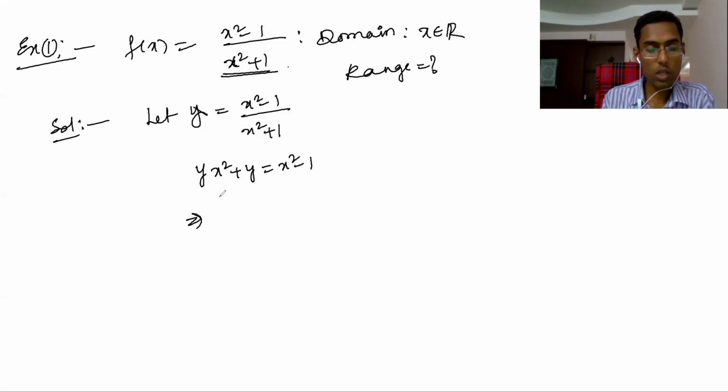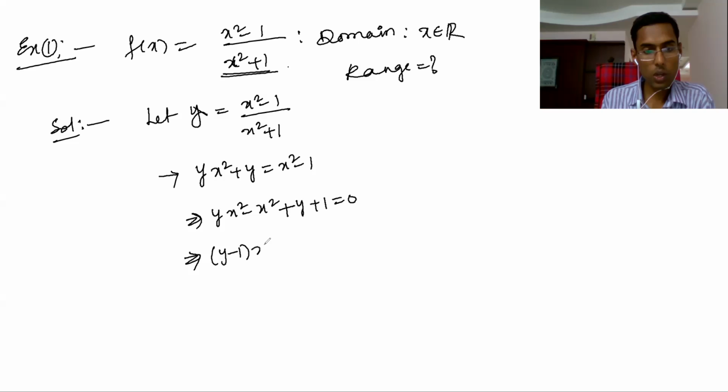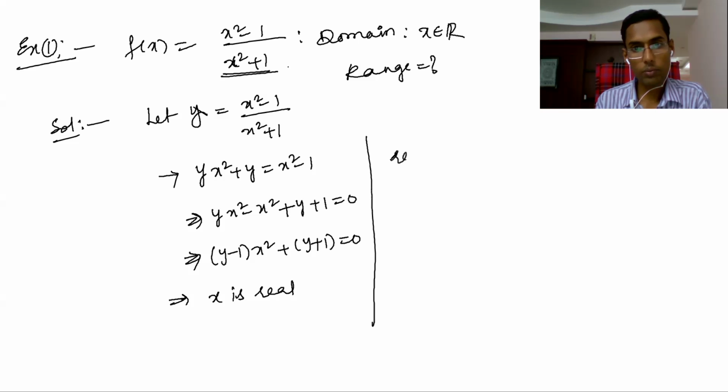Second step, quadratic equation: y x square minus x square plus y plus 1 equal to 0. If you take y minus 1 common, x square, this becomes y plus 1. Now third step is what? X is real, that means roots are real. Roots are real means delta greater than or equal to 0.